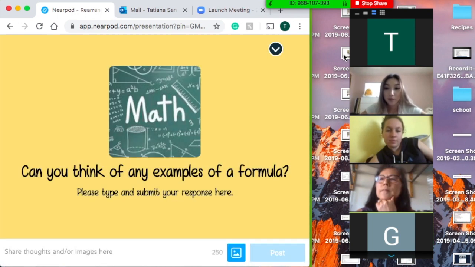Since we're doing formulas now, not equations, can you think of any examples of a formula? Go ahead and type your response in and then press post again.